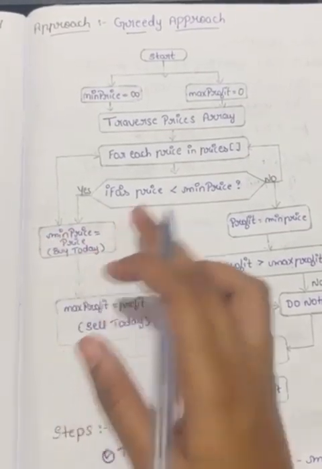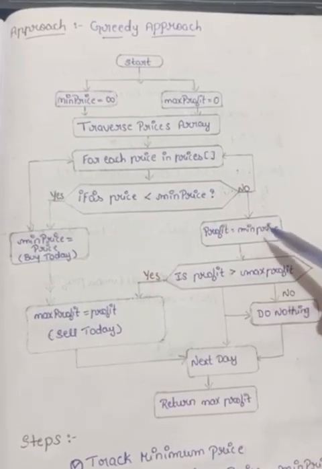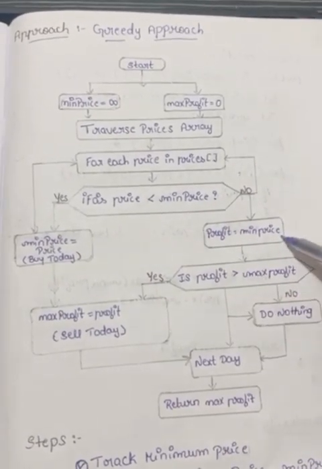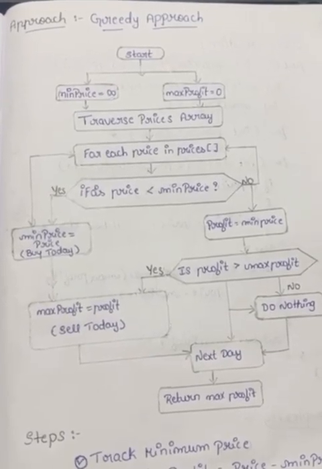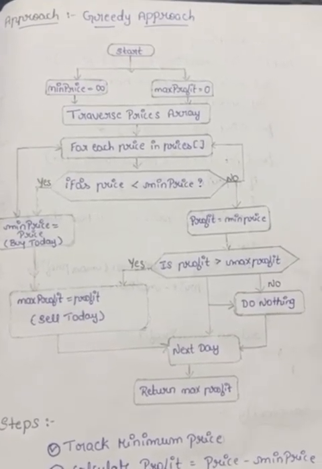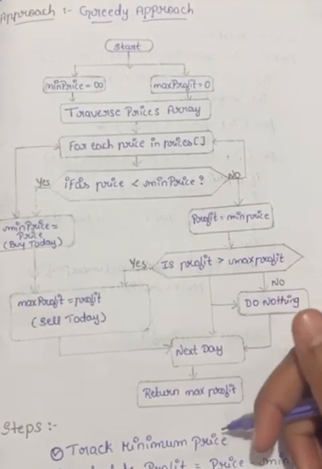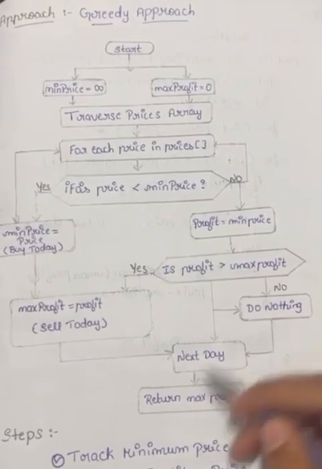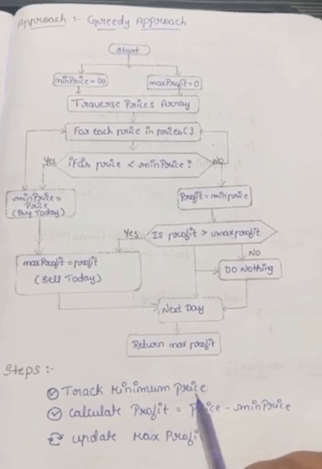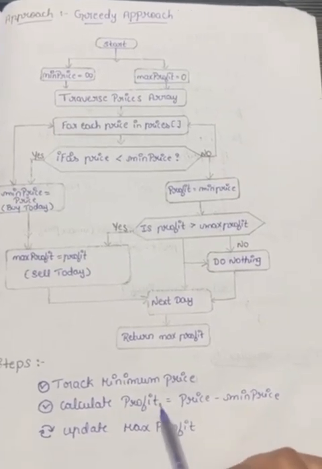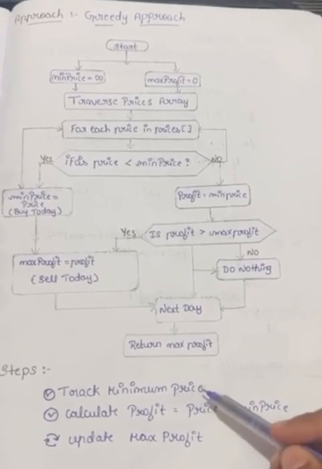Otherwise, we check if selling today gives more profit. I'll check the profit equal to price minus min price. If that gives a higher profit, I'll update the max profit, and move on to the next day. If that doesn't satisfy, I do nothing and move on to the next day, and finally I return the maximum profit. I hope you catch my words. In simple steps, I track the minimum price, calculate the profit using price minus min price, and update the maximum profit.